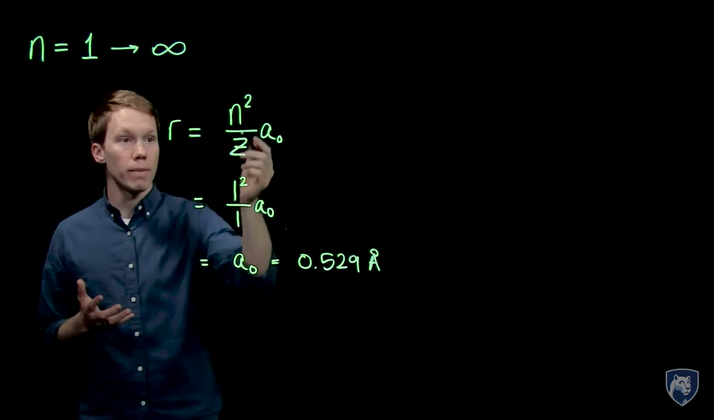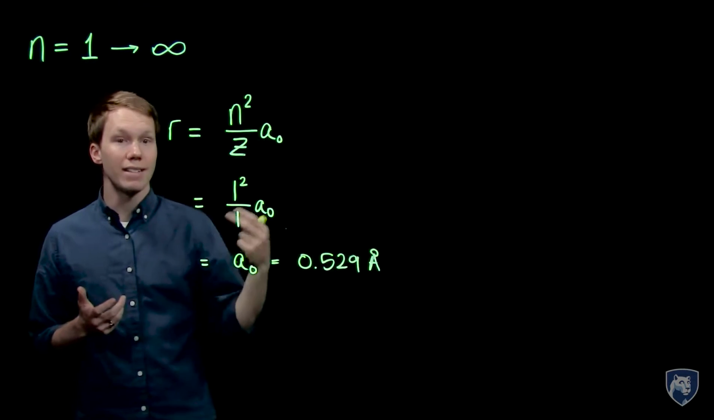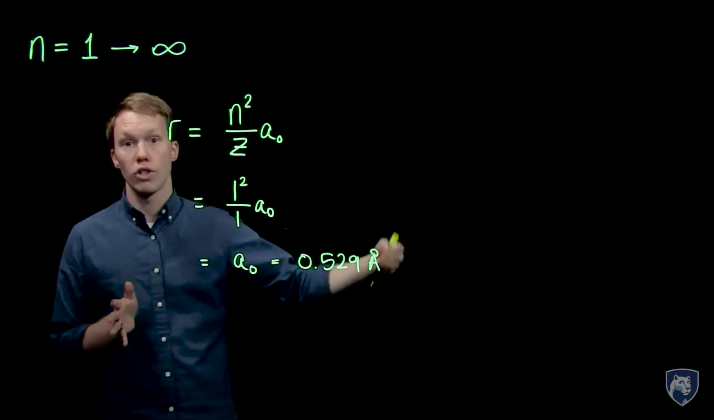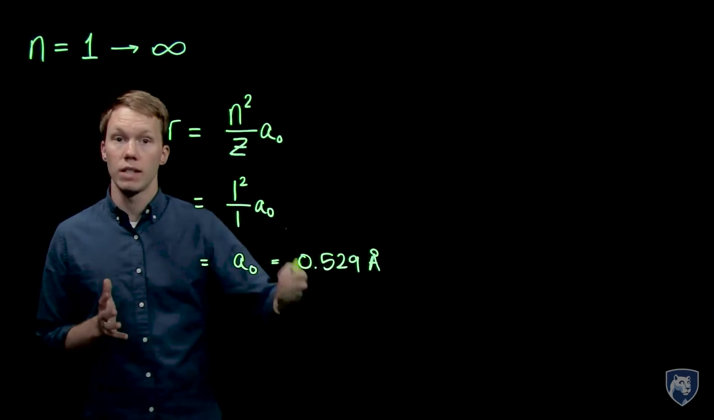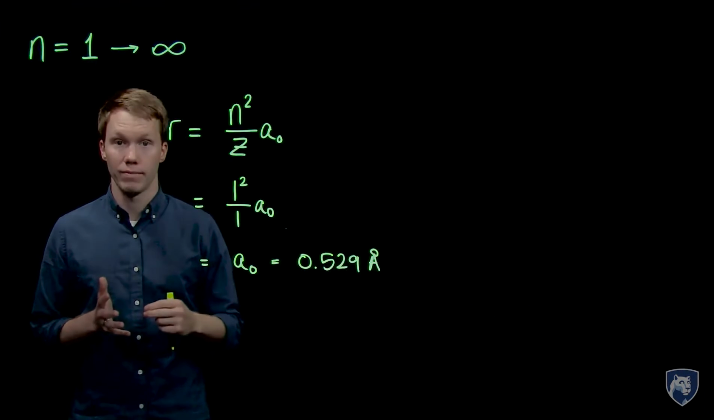And you'll also probably be able to find from this mathematical equation that as n is increasing, the spacing between those orbitals gets larger and larger as well. So we have uneven spacing of these orbits as we go away from the nucleus.